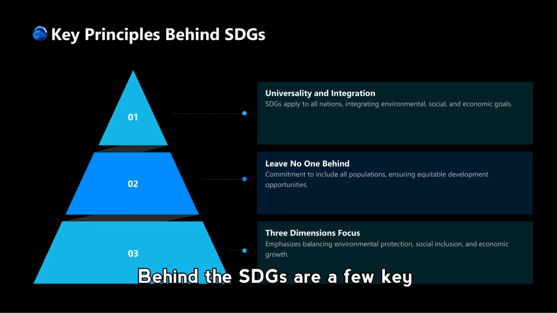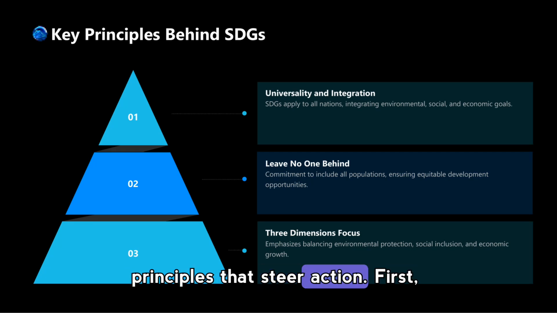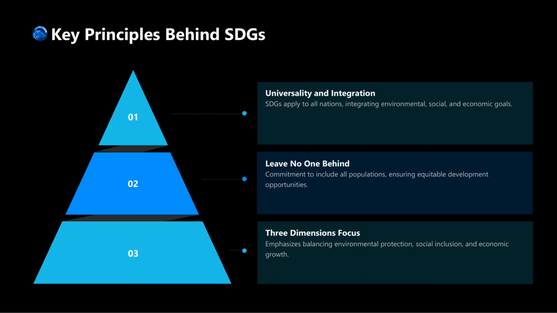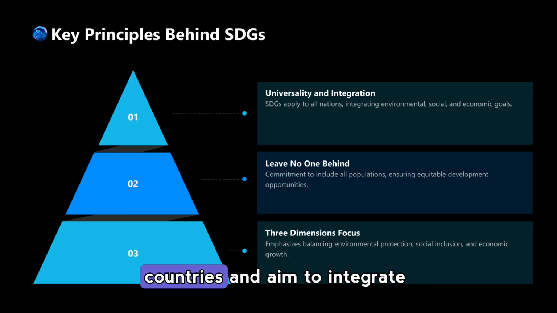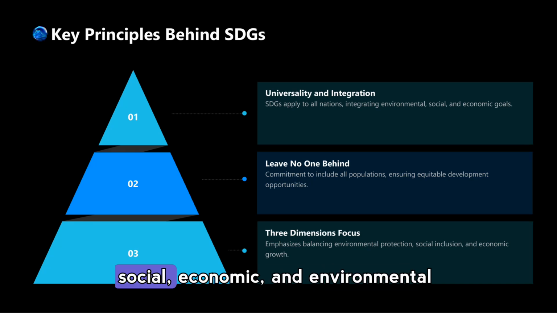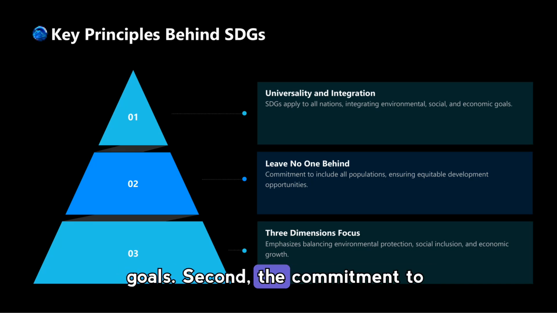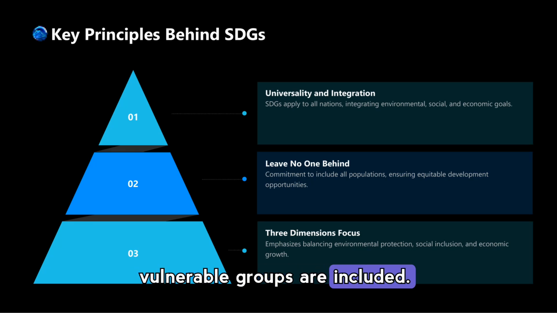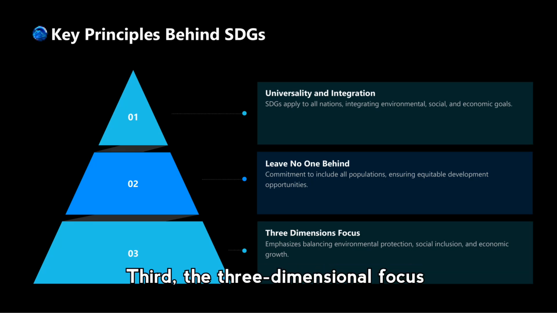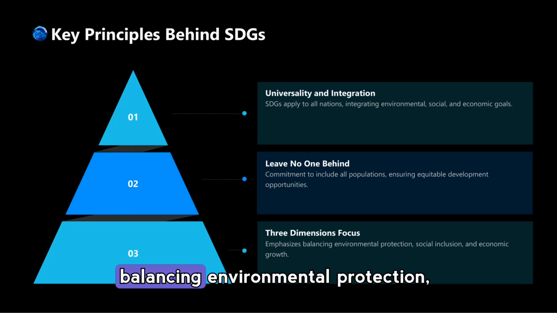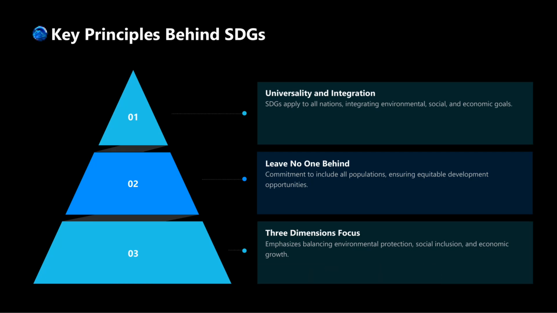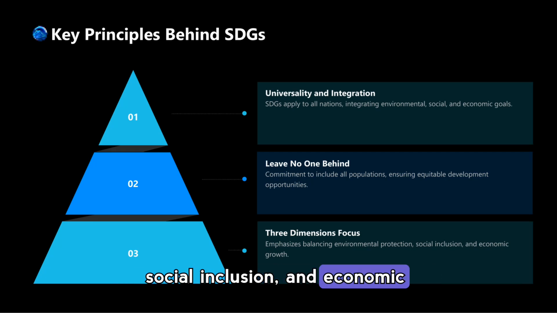Behind the SDGs are a few key principles that steer action. First, universality. They apply to all countries and aim to integrate social, economic, and environmental goals. Second, the commitment to leave no one behind, ensuring vulnerable groups are included. Third, the three-dimensional focus balancing environmental protection, social inclusion, and economic growth.